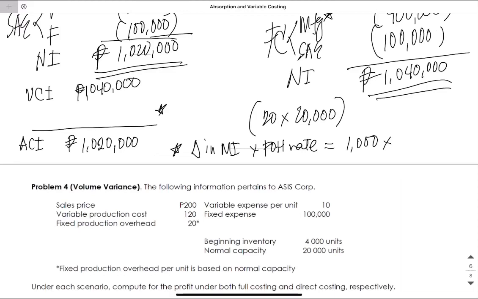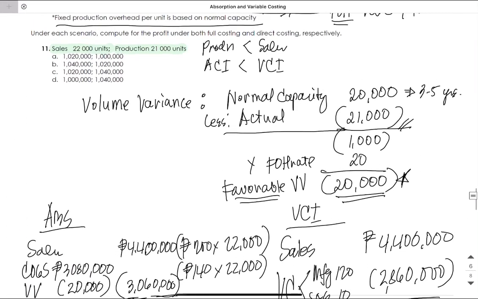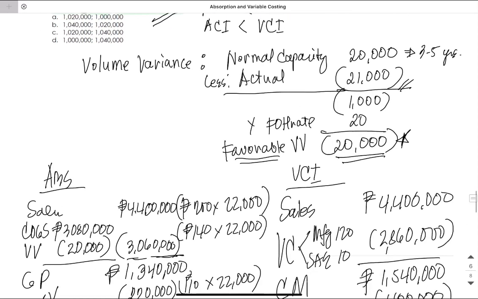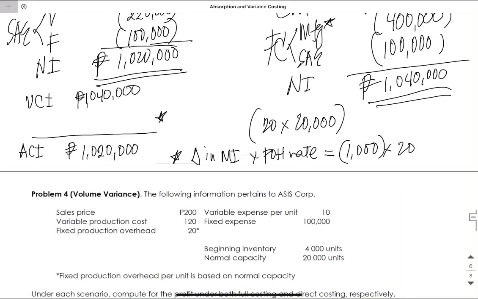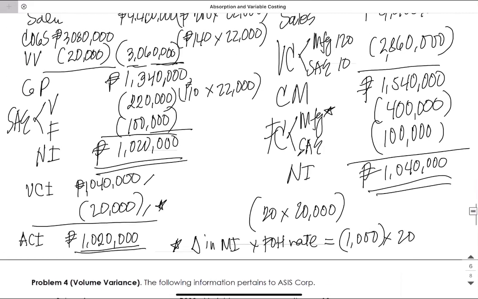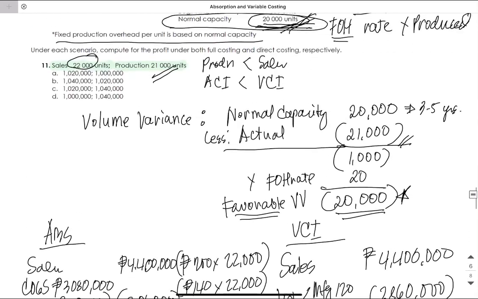the fixed overhead rate, which is 20. So again, 21 less 22, that is negative 1,000 times 20. That will give you negative 20,000 as your reconciling item. So 1,040,000 minus 20,000, you will have 1,020,000. So again, our answer is correct. That's for problem number 4, question number 11.